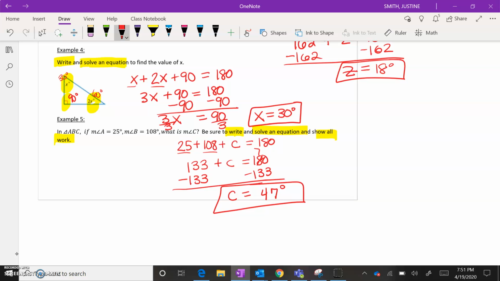Okay, and again, if you want to just double check that, you can always just add those all up and make sure that it would sum to 180 degrees. Okay, so that's looking at classifications of triangles and also how to find missing angle measures in triangles.